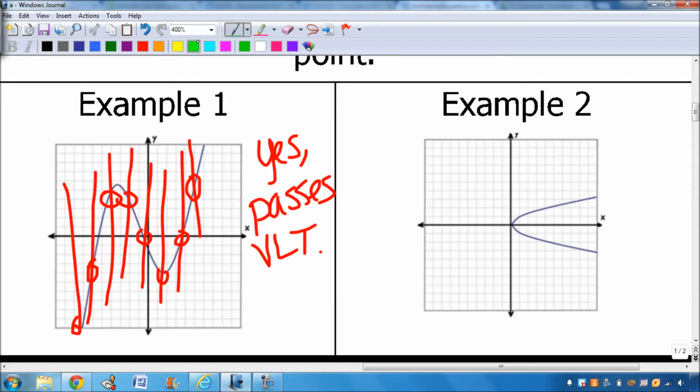So now if I were to look at this one right here, even though here I have one point that intersects, here I have a vertical line that intersects more than once. Even if I have just one, it is not a function. So we'll say no. It does not pass, or it fails, the vertical line test.